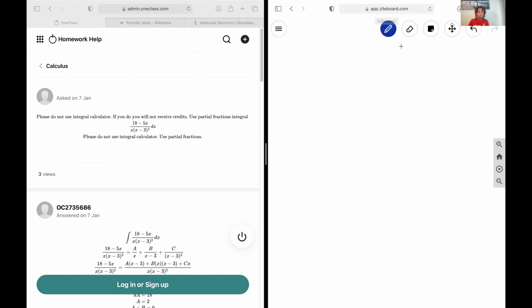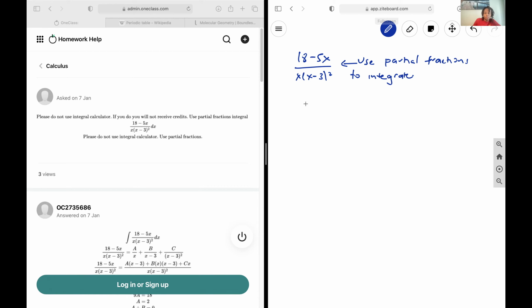we would like to integrate this. Sorry, we'd like to integrate (18 minus 5x) over x into (x minus 3) squared, just write it out for you. And we have been told to use partial fractions to integrate.